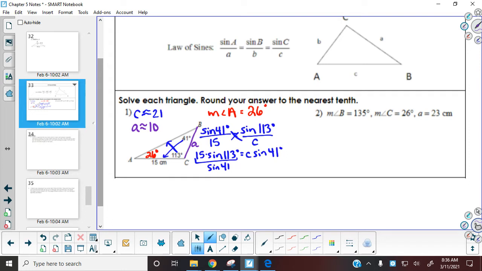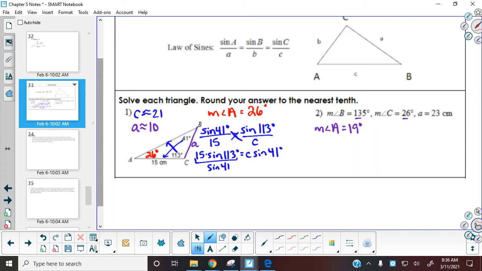So now, number two is similar. It just doesn't have a picture, which is totally fine. The very first thing I want you to notice is we have two angles given to us. So that tells us the measure of angle A is going to be 180 minus those two angles, which is 19 degrees. And then we can go ahead and set up our ratios.